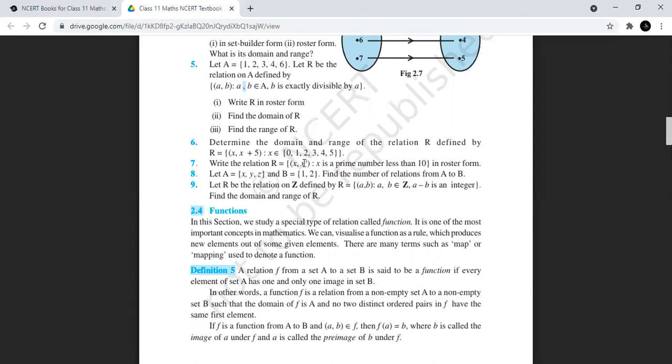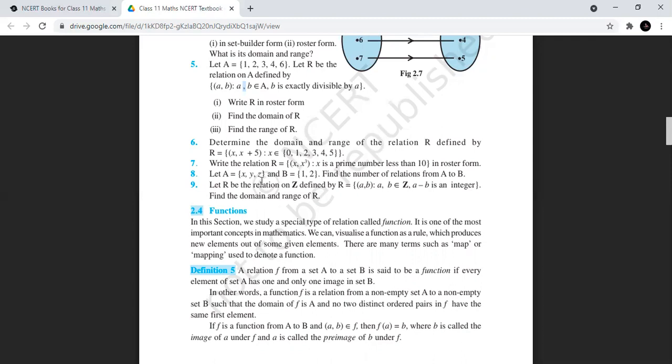So then write their cube. First entry will be 2, and 2 cube is 8. Then 3 cube is 27. So that way you have to go on. Just list all of them. That's your roster form. If it also asks for domain and range, by now you know all X's are your domain and the images form your range.